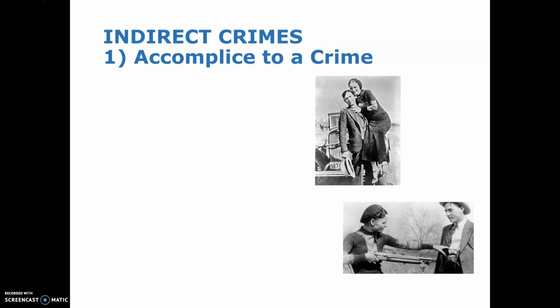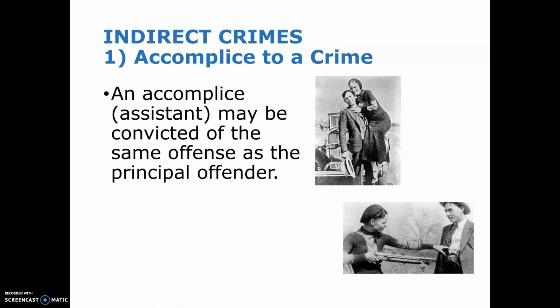These are people that are at least associated with potential crime that was committed, and their involvement can vary in different ways. There are several of these that we're going to talk about, but today we're going to talk about the accomplice to a crime. An accomplice is someone who actively assists in committing a crime.